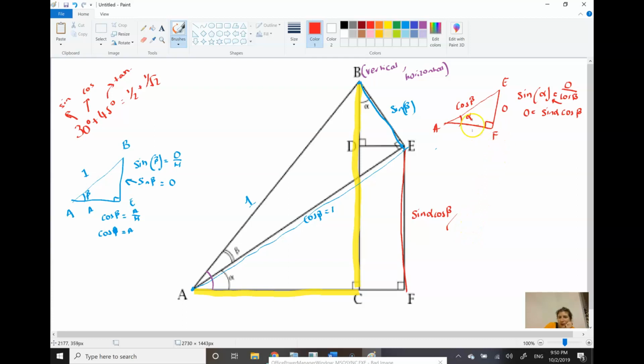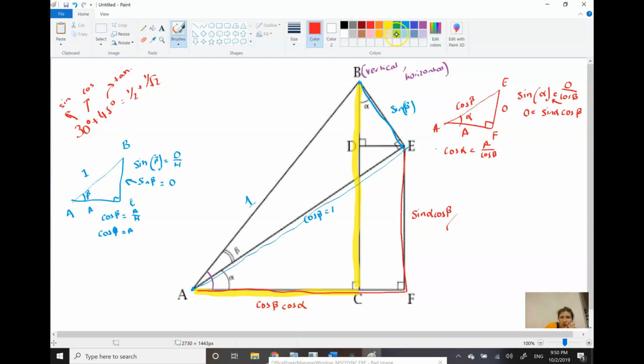We can also find our A to F in a similar way. So again, we're going to do our adjacent divided by our hypotenuse. So in this case, it's going to be cos alpha equals A over cos beta. So that means that our A to F along that red line is going to be equal to cos beta cos alpha. And again, it doesn't matter which way around those are. It could be cos alpha, cos beta, could be cos beta, cos alpha. We're multiplying, so it doesn't matter.